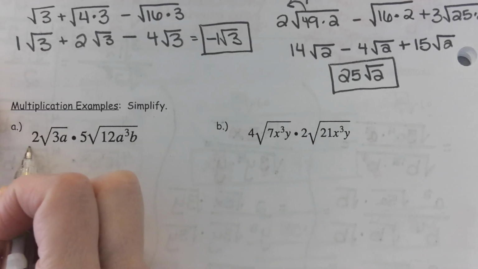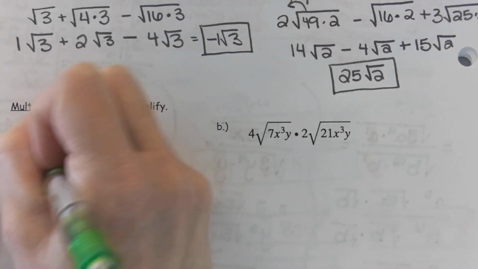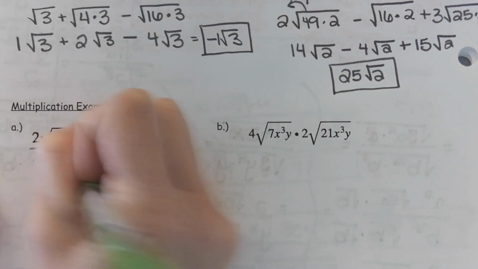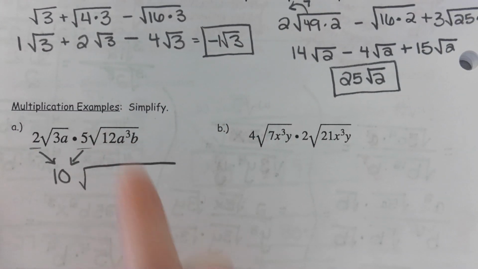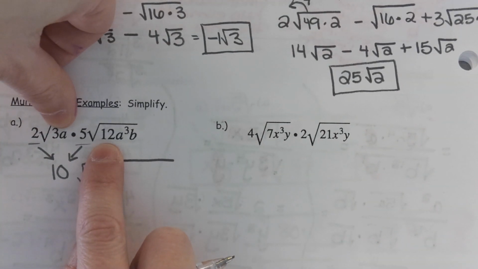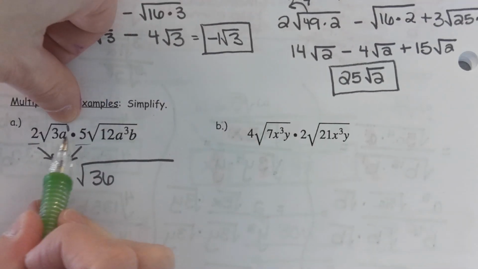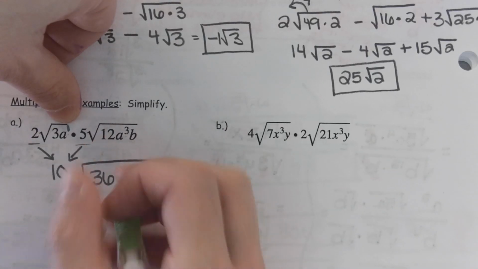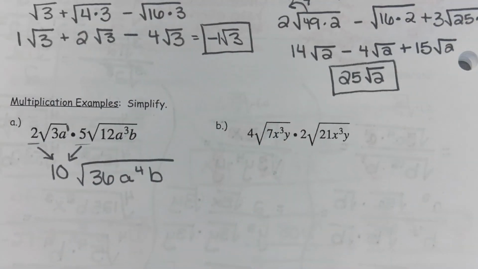Do you see how these things are both out front things? So those get multiplied together. 2 times 5 is 10. So that's where this 10 came from. Under the root, we're going to have these things, but we need to multiply them together. So let's multiply. 3 times 12. 36. Yes. Remember when we multiply, we add exponents. So here's an a to the first and an a to the third. I have a to the fourth. And then I just have a b. The b doesn't have a buddy. There's nothing to multiply to it.